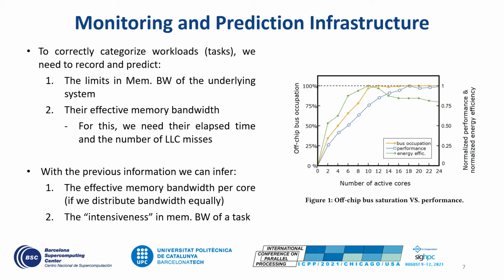And as we can see then, performance starts to not increase as much as it used to, and energy efficiency actually starts to decay. So what our infrastructure is trying to do then is categorize tasks so that we can predict which is the sweet spot of this plot, which would be at around 18 cores. At 18 cores, what we can see is that energy efficiency can only decay from now on, performance does not increase, and the bus has been saturated for a few executions already.